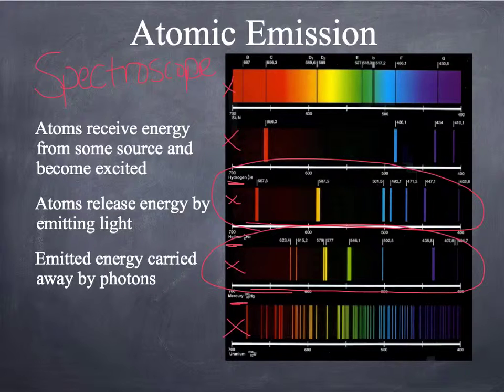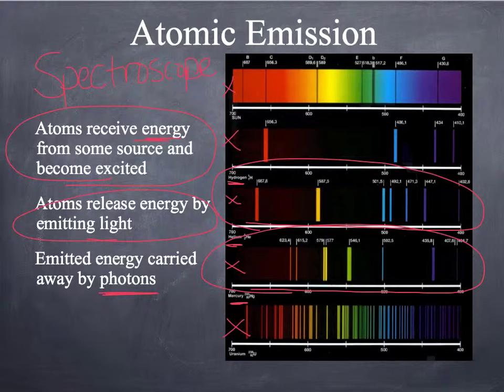Atoms receive energy from some source and become excited. This is how this whole thing works, and I'm going to draw a diagram on the next page, but what we need to know is that they have to receive energy from some source, and they have to become excited. They then release the energy by giving off light. The emitted energy is carried away by the photons. Energies of photons correspond exactly to the energy change experienced by the emitting atom.